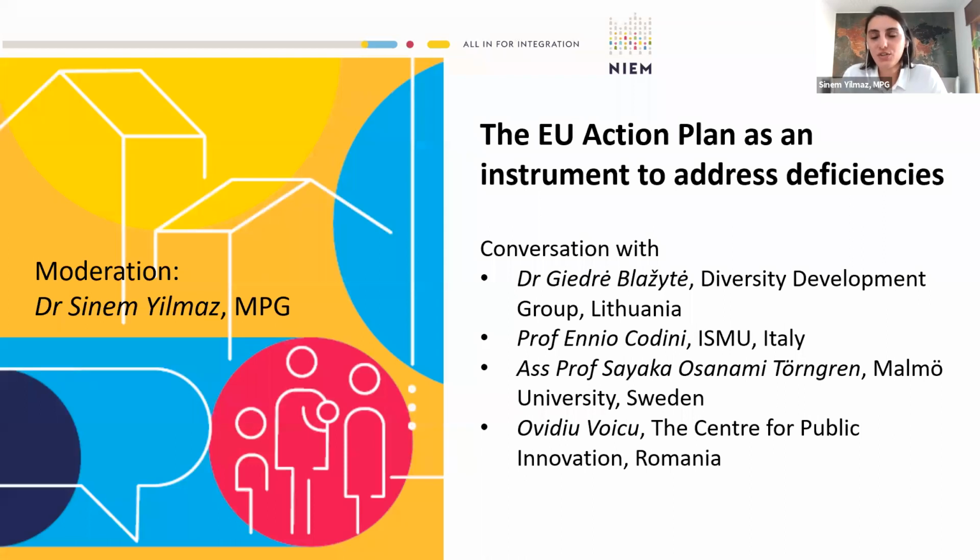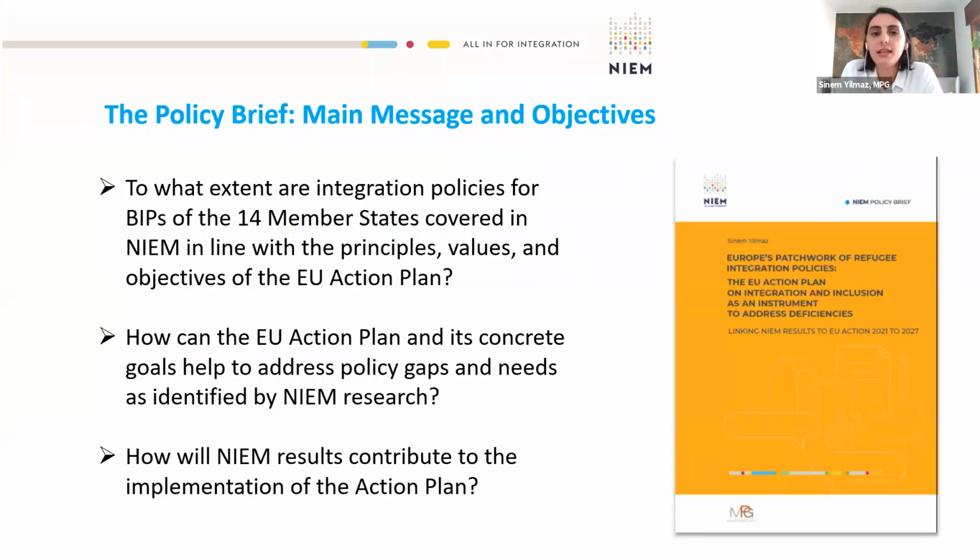Before going into the discussion, I will briefly give a summary of the policy brief. It will be super brief because we don't have a lot of time. In the policy brief, we gave an overview of the 2019 results from NIEM research. We aim to see to what extent the refugee integration policies of the 14 member states covered in NIEM are in line with the guiding principles and values of the EU Action Plan on Integration and Inclusion. We made an overall assessment and focused on cross-cutting sectoral areas in the EU Action Plan and their corresponding NIEM analytical dimensions: employment, education, housing, and health as the four main sectoral areas, and also building bridges between host societies and migrants and refugees, and multi-stakeholder partnerships, which are also very important in the EU Action Plan.